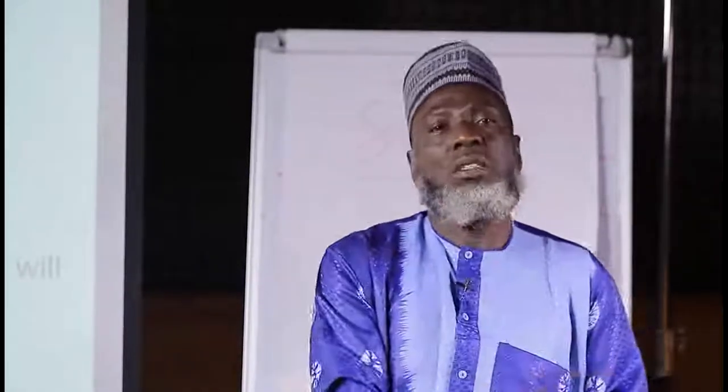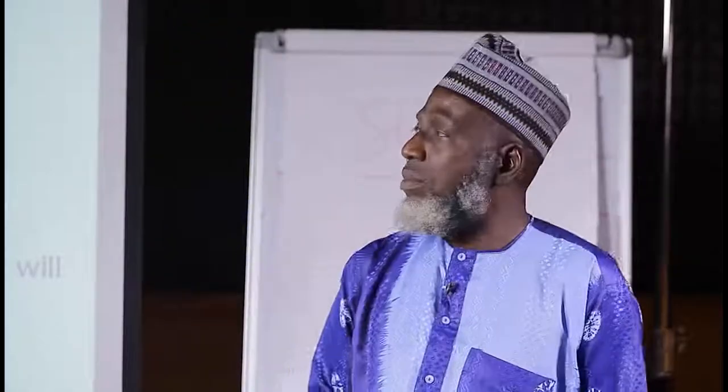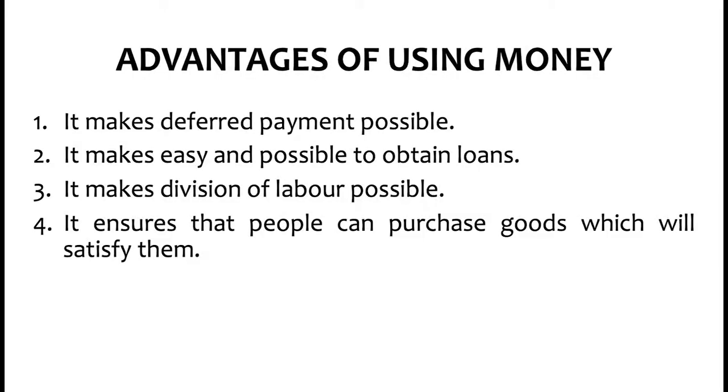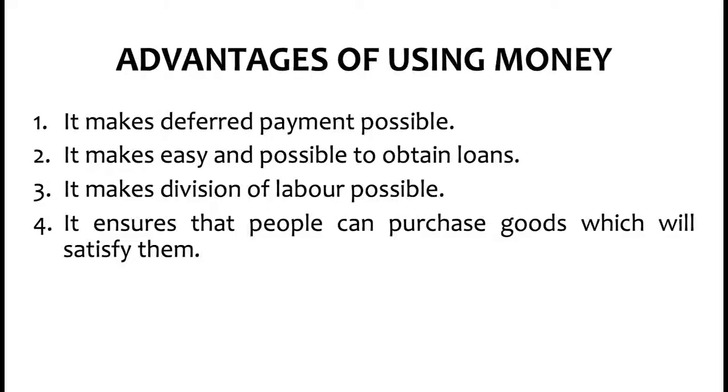That's talking about the functions of money. We go to the advantages of using money. Number one, it makes deferred payment possible. You can buy goods and pay later. Number two, it makes it easy and possible to obtain loans. You can obtain loans through use of money. Number three, it makes division of labor possible. A work can be divided into different parts, and each part taken by a different person, and be paid according to the part of work done.